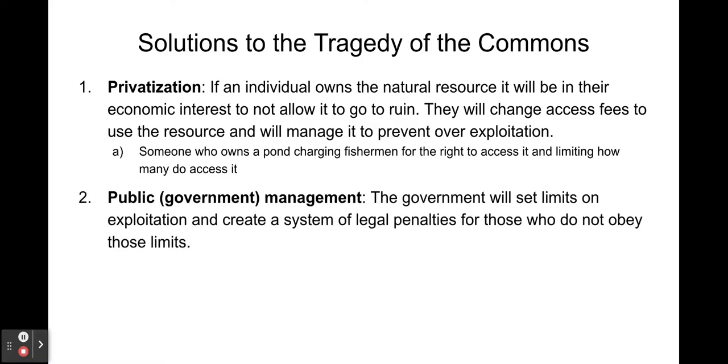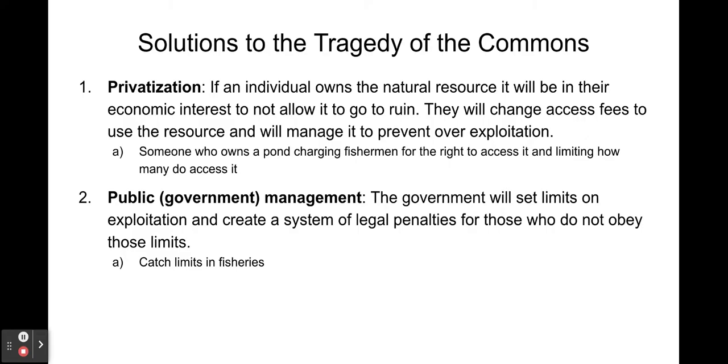Our second solution is public or government management. Instead of giving ownership rights to individuals or corporations, we give ownership and management to the government. This typically looks like limits, laws, and regulations. The government will set limits on exploitation and will create a set of legal penalties for those who do not obey those limits. This looks like catch limits in fisheries.